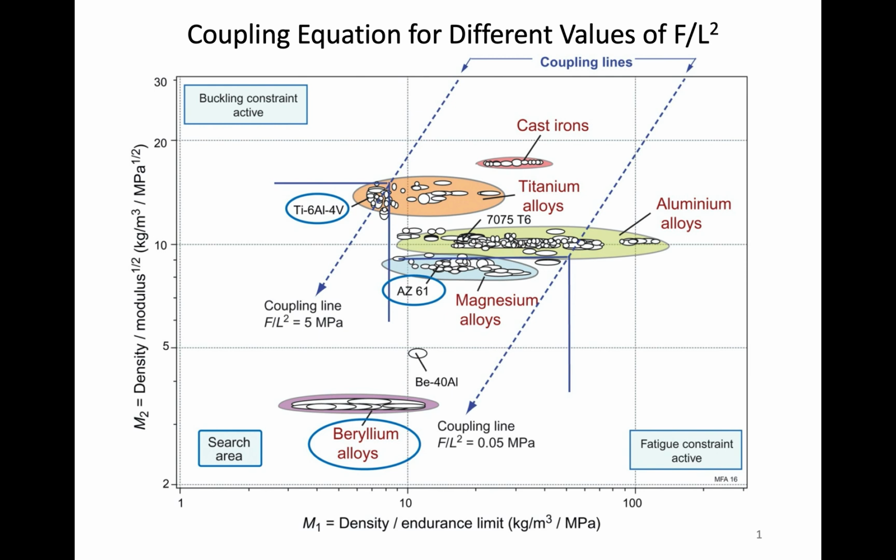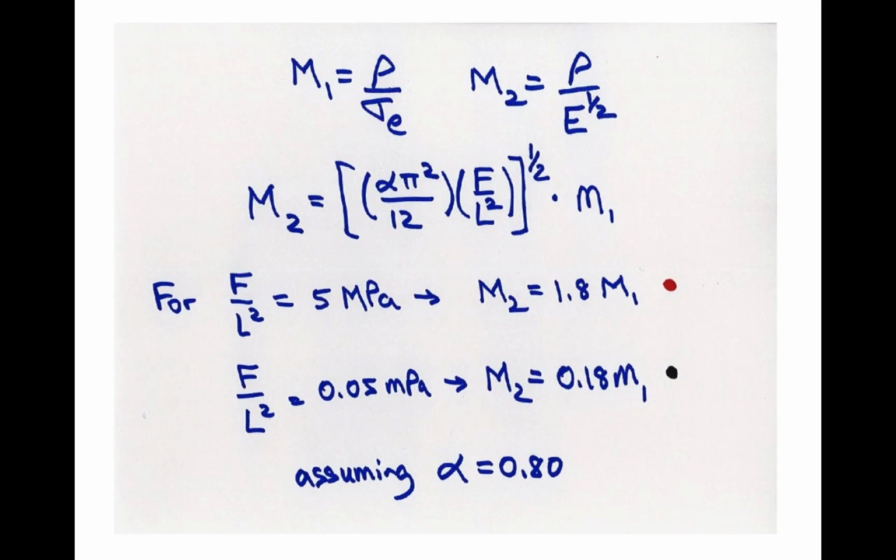So we see these two coupling lines. One, F over L squared is equal to 5 megapascals, and the other one, F over L squared, is equal to 0.05 megapascals. Let's talk a little bit more about these and see where our materials lie on these lines.